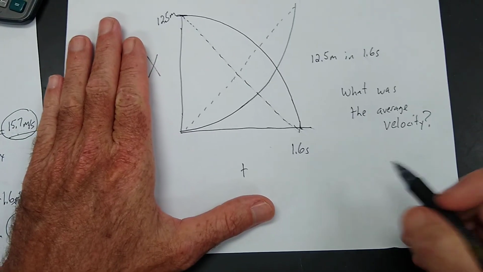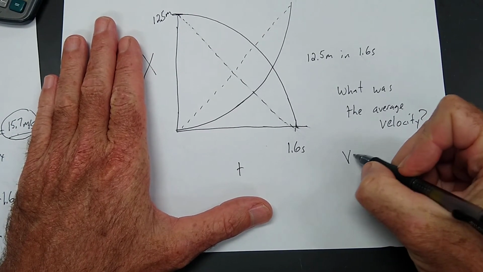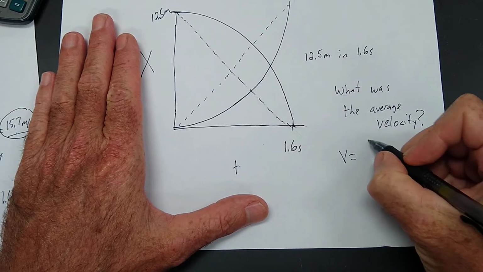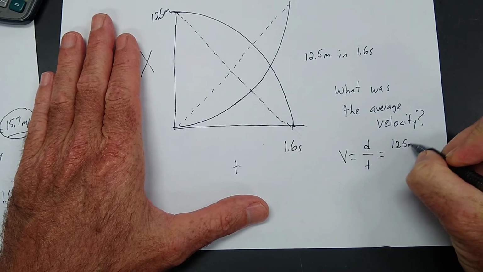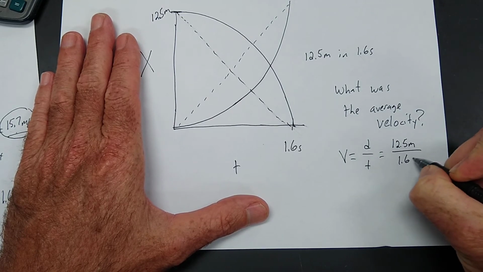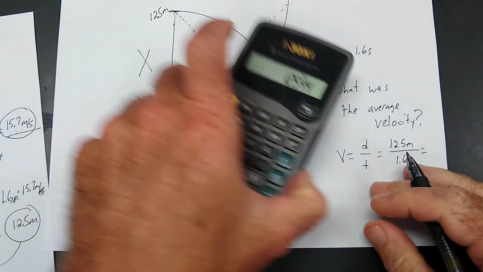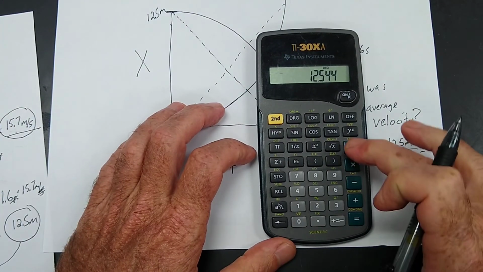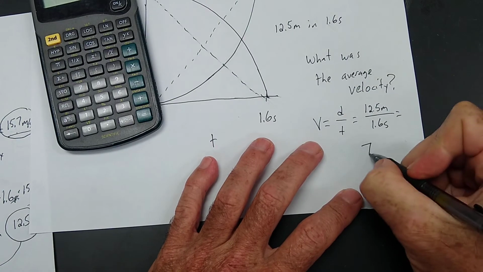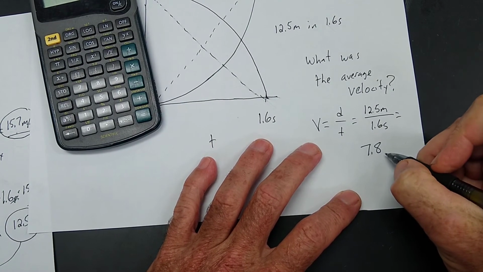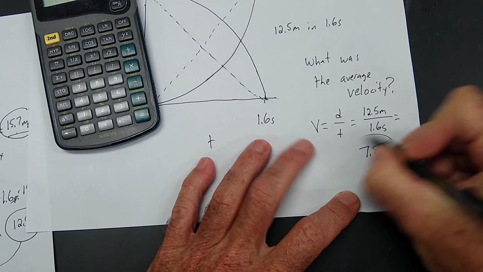So here's the simplest way to do it. What's the formula for velocity? Velocity is equal to distance over time. In other words, this thing fell 12.5 meters in 1.6 seconds. So you could just use your calculator, say 12.5 meters divided by 1.6 seconds. Its average velocity was around 7.8 meters per second.